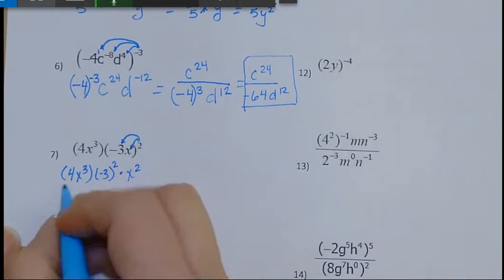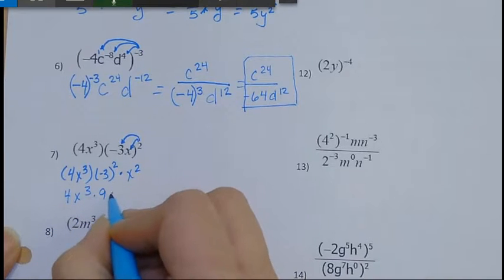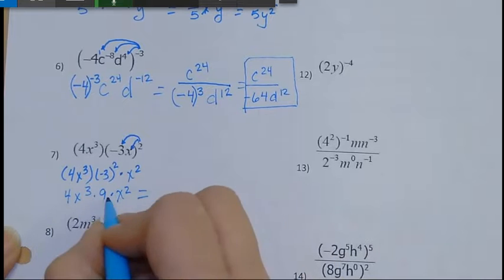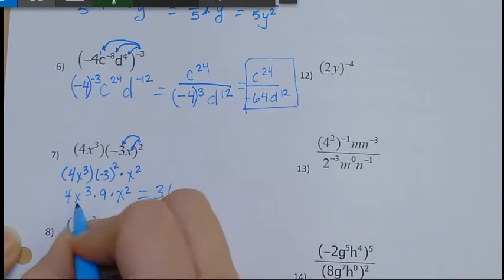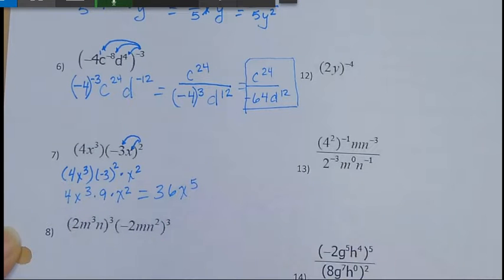Okay, I'm simplifying a little bit here. I have 4x to the third times 9 times x squared. So now 4 times 9 is 36. X cubed times x squared is x to the 5th. Keep your base and add those exponents.